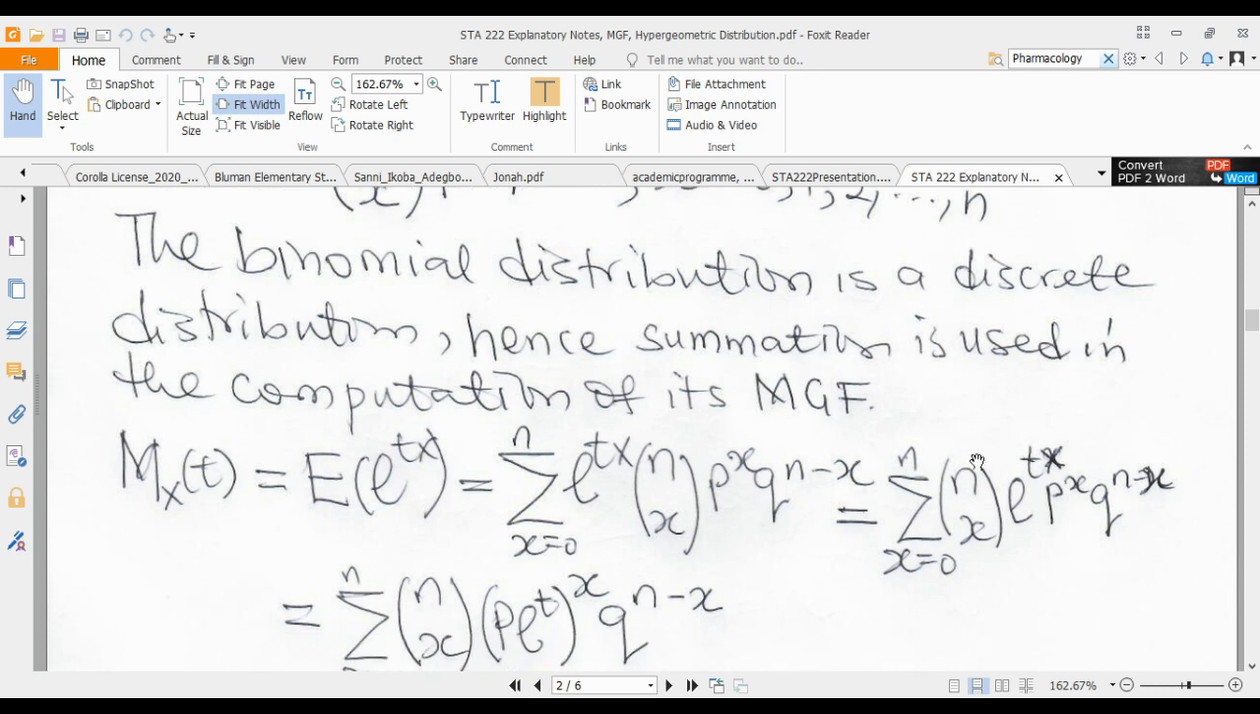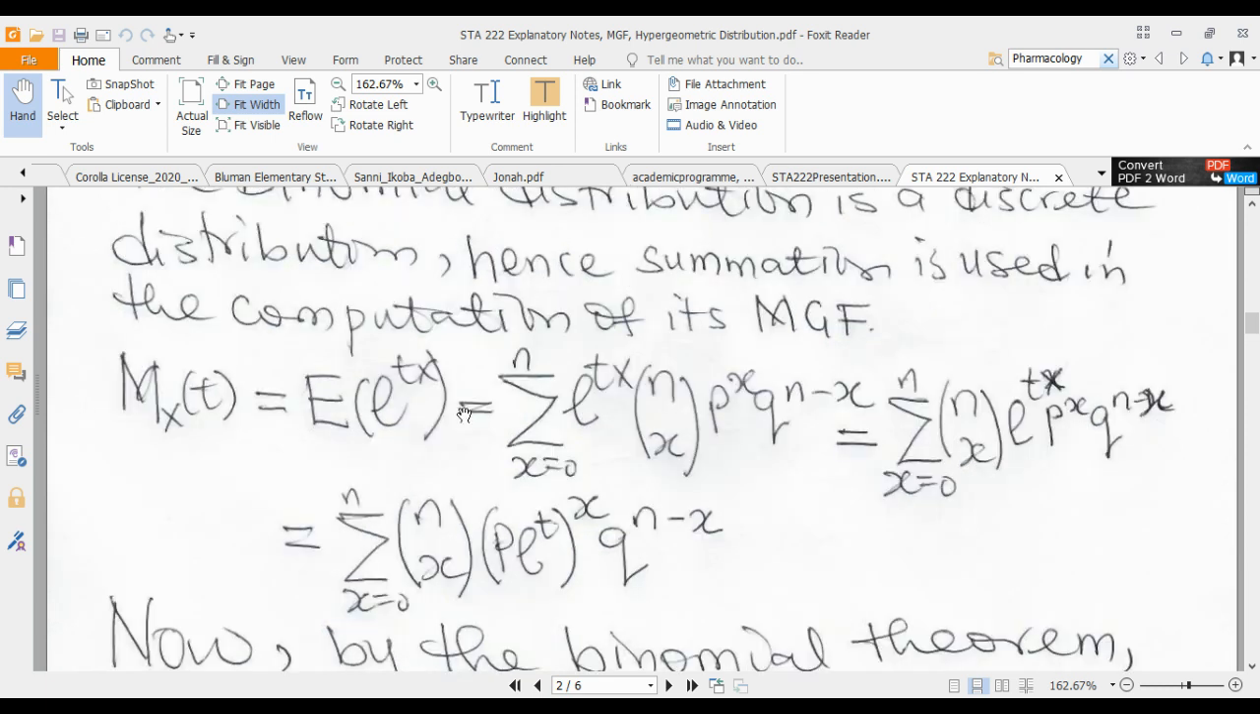In that regard, M_X(t) is equal to the sum from 0 to n of e to the power tx multiplied by the PMF. This is the PMF, which will give us this. The next item after the equality sign is where we rearrange the terms to get n combination x multiplied by (pe^t) to the power x, multiplied by q to the power n minus x.